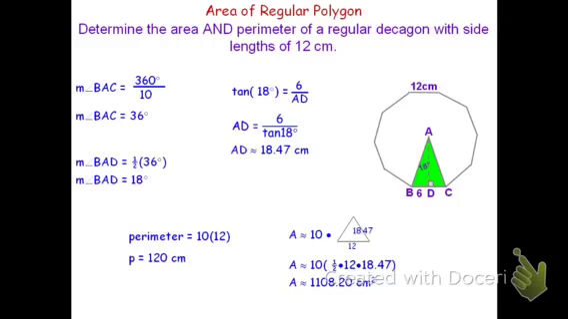Now, if we're given the radius, which would be AB, then I'd have to find both the sides and the height. Once I have those, I'm ready to find the area and the perimeter. Now remember, when you do the area, the number of triangles always equals the number of sides. So let's take a look at another example.